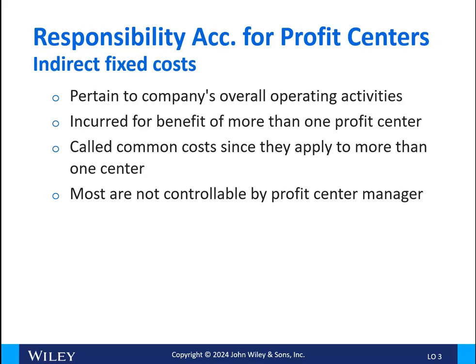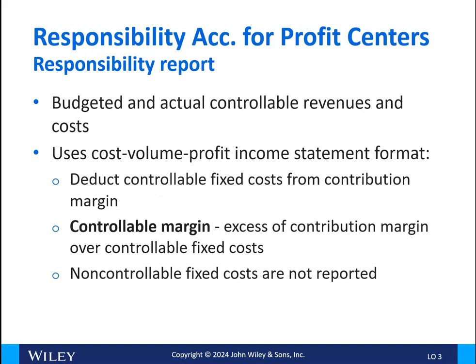Indirect fixed costs pertain to a company's overall operating activities. They're incurred for the benefit of one or more profit centers. They're called common costs since they apply to more than one center. Most are not controllable by the profit center manager. So these indirect costs aren't controllable. They wouldn't be on that level of reporting.